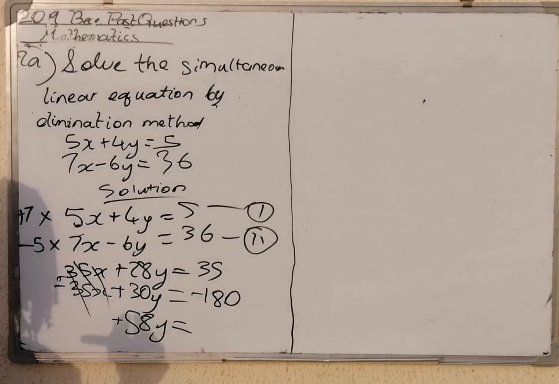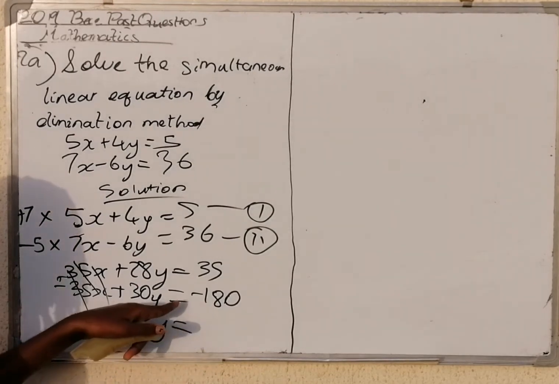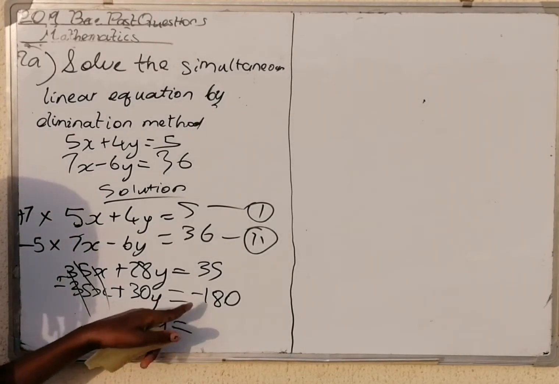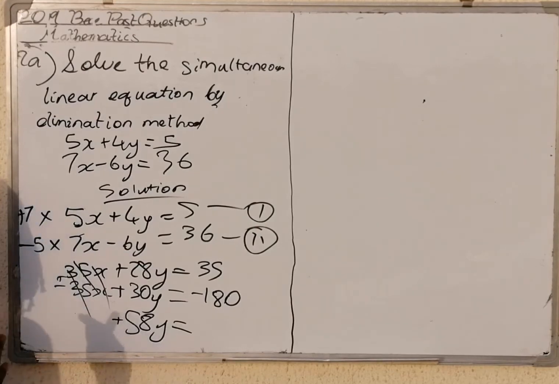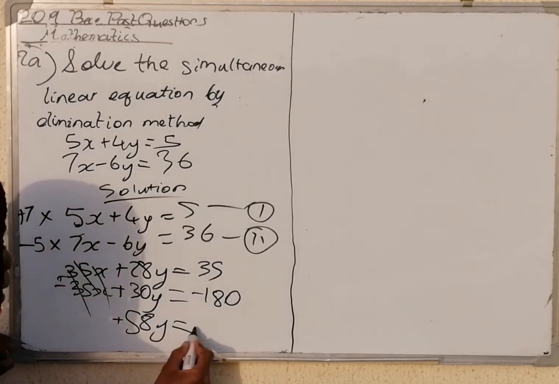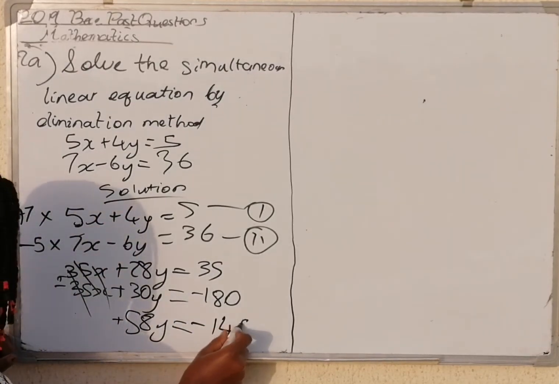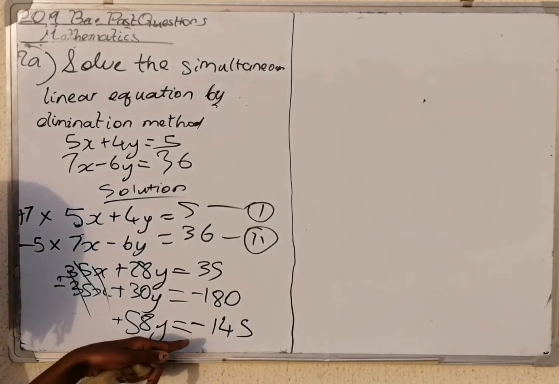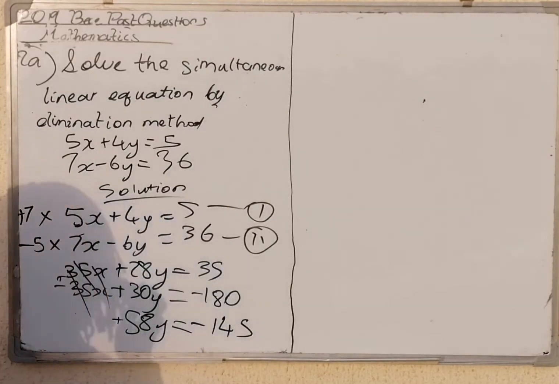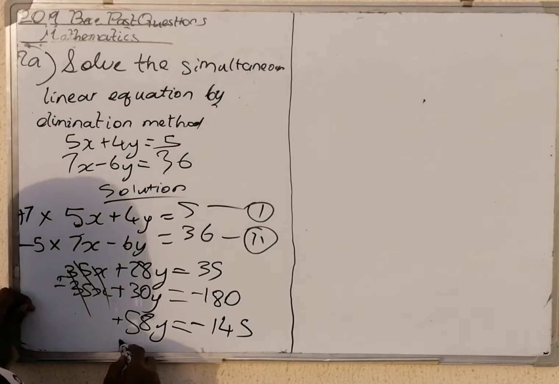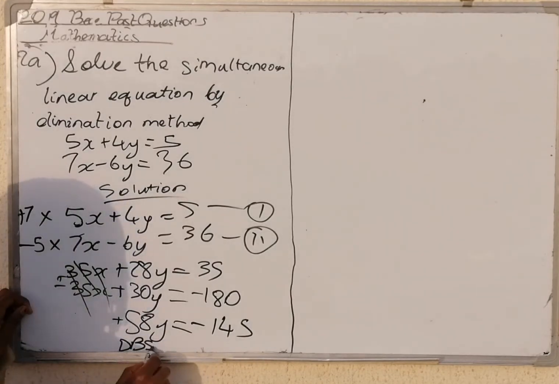So now this is what we do. We just imagine the bigger number here as something we are owing. We are owing someone 180 naira and we give the person 35 naira. Are you still owing the person or not? Yes, you are owing the person 145 naira, which means it is negative. So it will be minus 145. So 58y equals minus 145. What do we do? We divide both sides by 58.